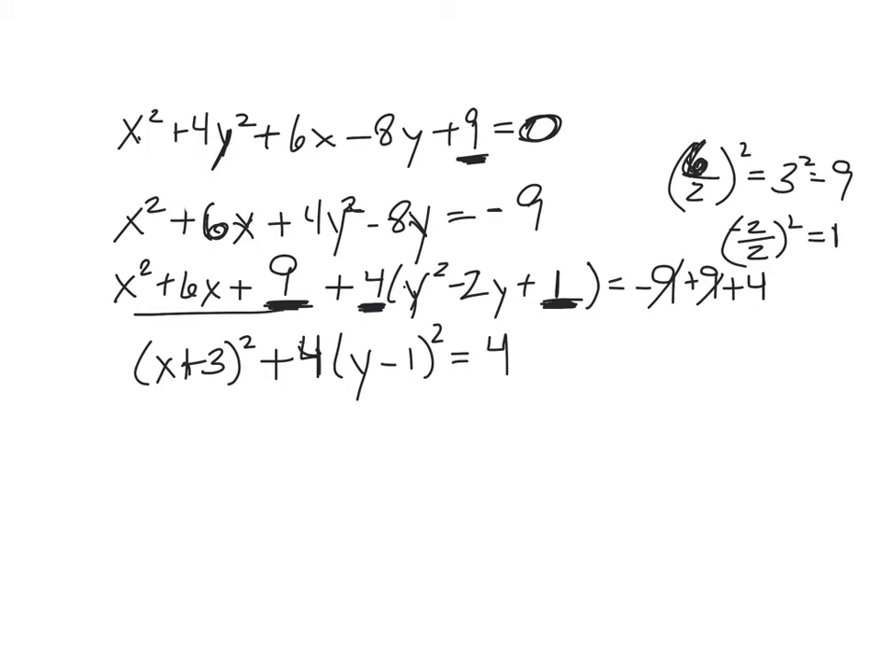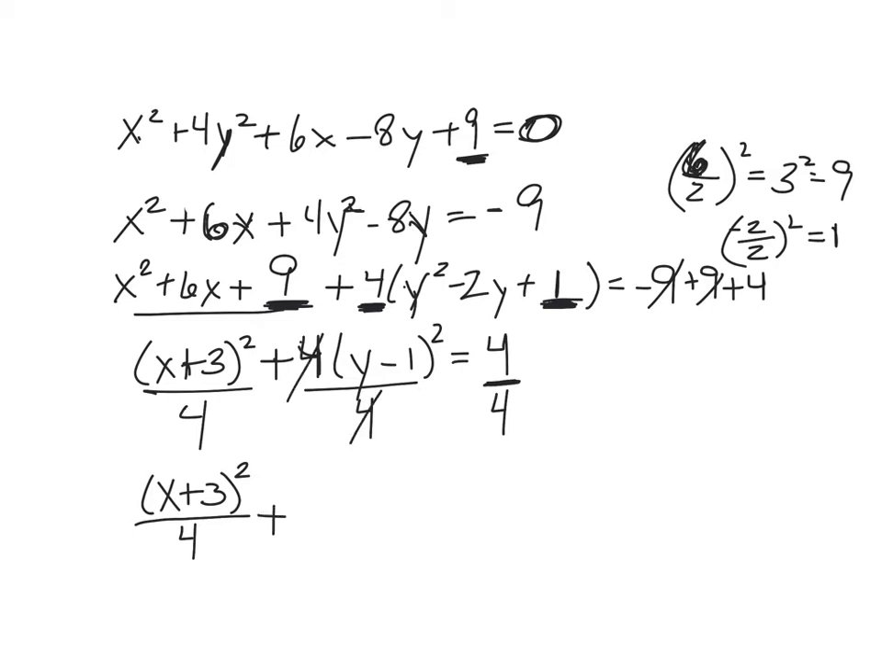We are almost done. Our last step is to have 1, the number 1, on the right side here. So we're going to divide every term by 4. And our equation in standard form is x plus 3 squared over 4 plus y minus 1 squared over 1 equals 1.